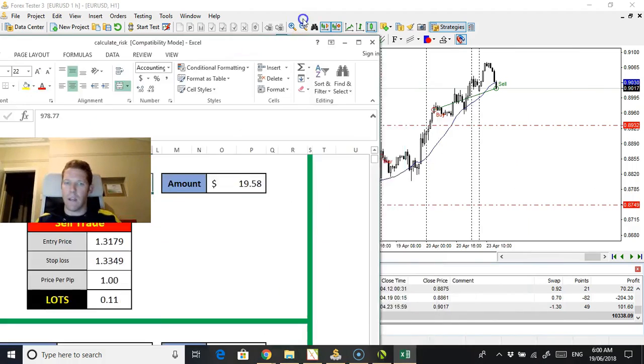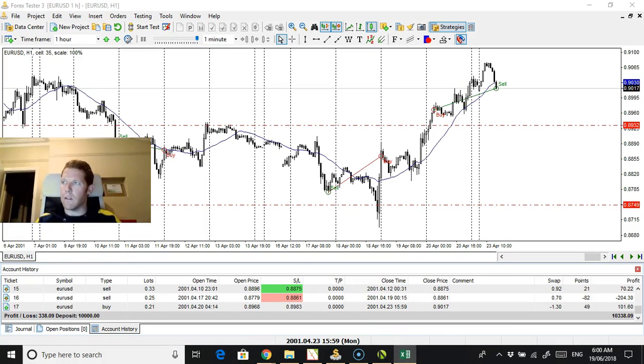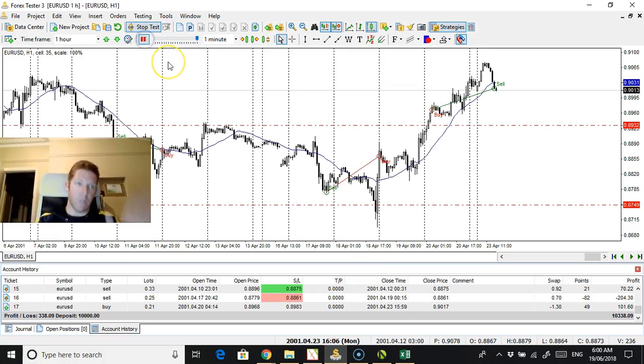Alright, so here is the risk calculator that I use. I'll stick it at 2%, and the account is currently at 10,338.09. Now, we've got the 1 hour chart in front of us. We start the test. I think there is a link in the description section as well on how to use backtesting software. This is Forex Tester 3. This is the one that I use.